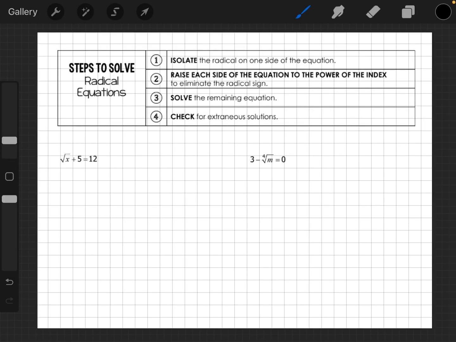This is lesson 2.3, solving radical equations. So we'll go over the steps to solve radical equations. First, we're going to isolate the radical on one side of the equation.